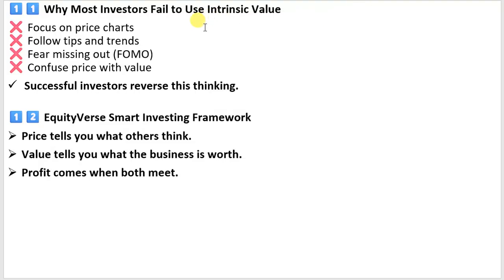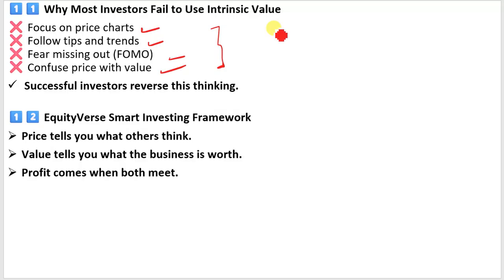Why do most investors fail to use IV, intrinsic value? There is greed and there is fear, which prevent them from using IV value, because they focus on price charts, follow tips and trends, fear missing out, and confuse price with value. They should be aware. Investors must be aware of the fundamentals of the company, so they should depend on the IV value, not on the market price, not on technical analysis of price charts.